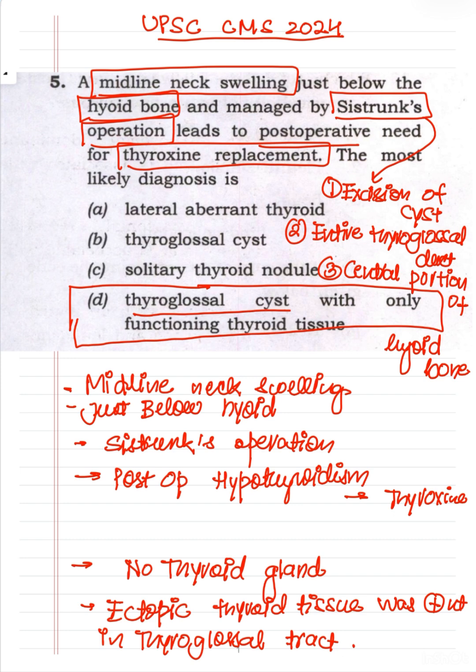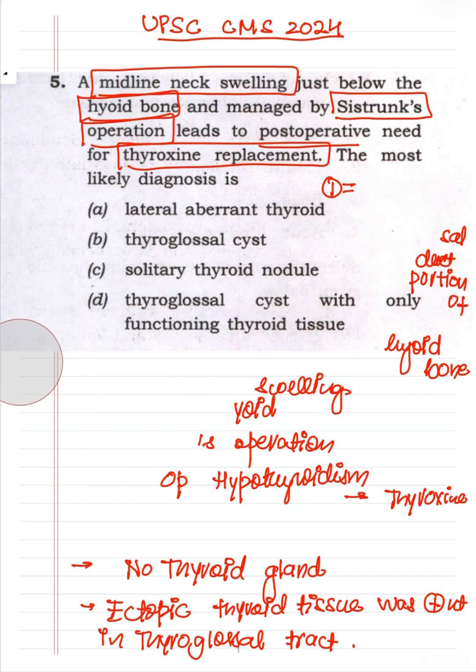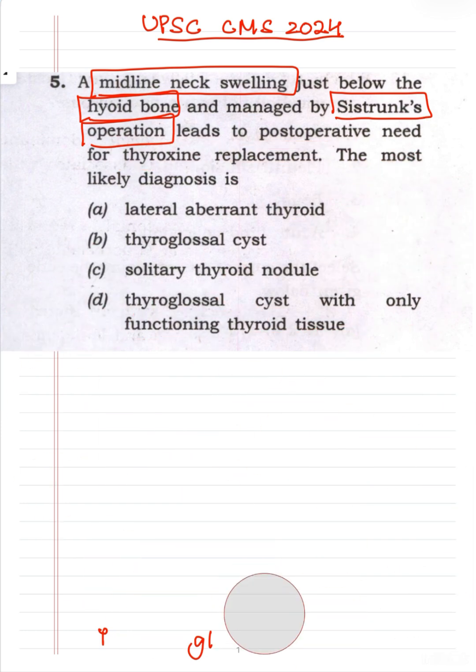Why is thyroid replacement sometimes needed? Because sometimes the thyroglossal cyst can have ectopic thyroid tissue, and so to avoid this, we must do investigations first to find out whether normal thyroid is present or not. So that's why the answer will be option D, the thyroglossal cyst with only functioning thyroid tissue. Now going to the other options.